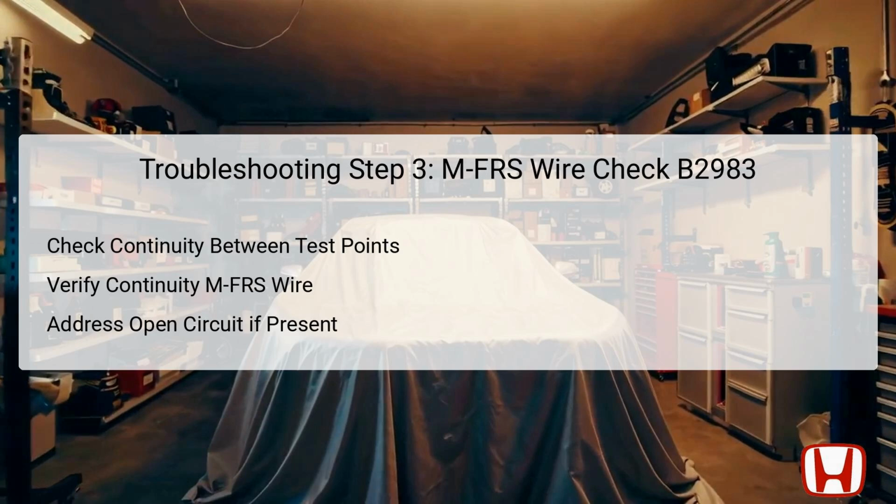Continuing from the previous step, the third troubleshooting process involves testing the M-FRS line. Again, ensure the vehicle is off and both connectors remain disconnected.